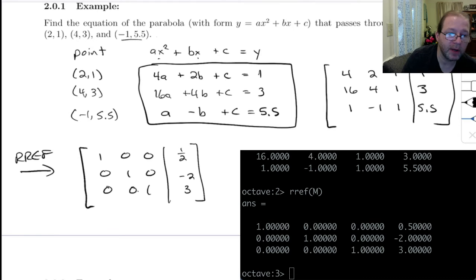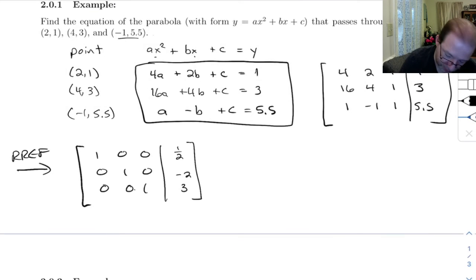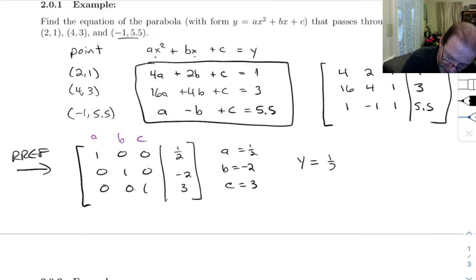So what's nice about this is the identity matrix tells us that, remember our variables here are A, B, and C, so this gives us that A is equal to 1/2, B equals -2, and C equals 3. So that tells us our answer is going to be y equals 1/2 x squared minus 2x plus 3.